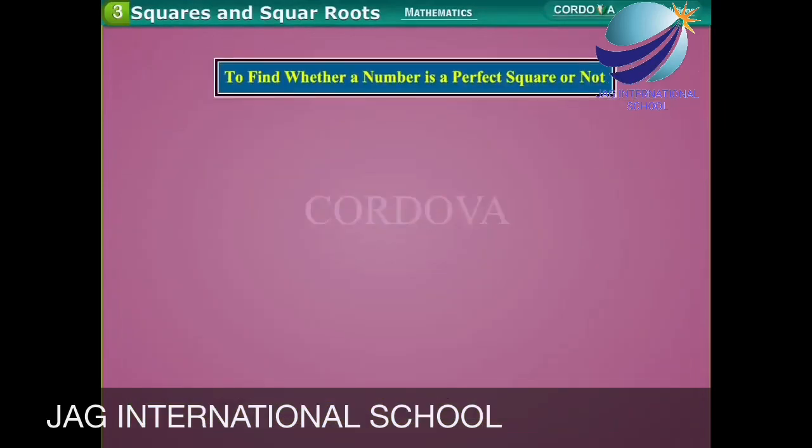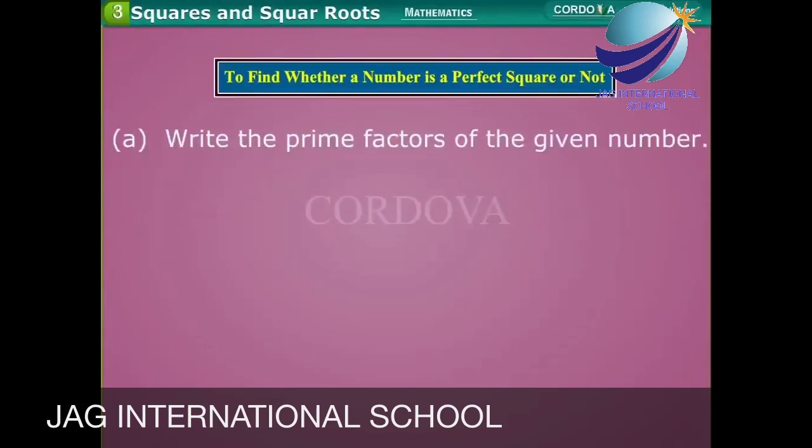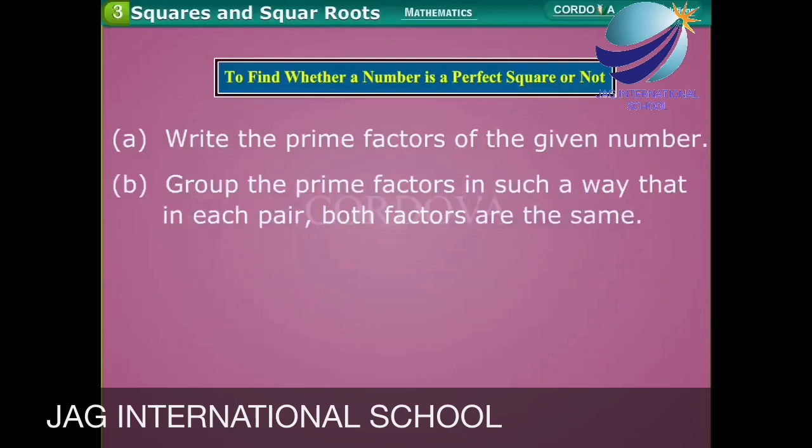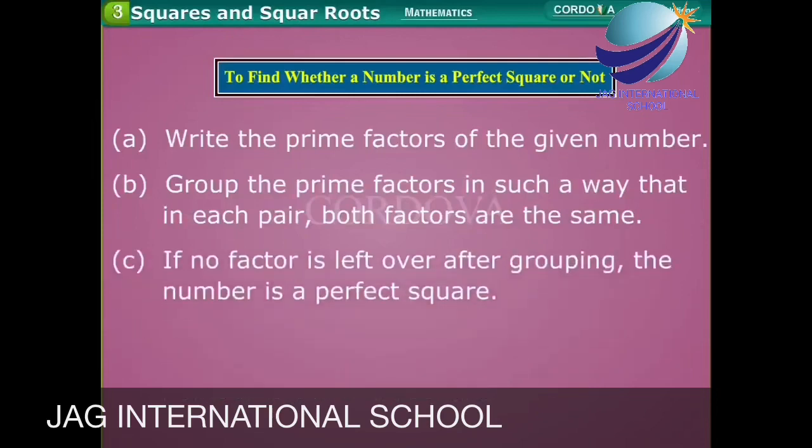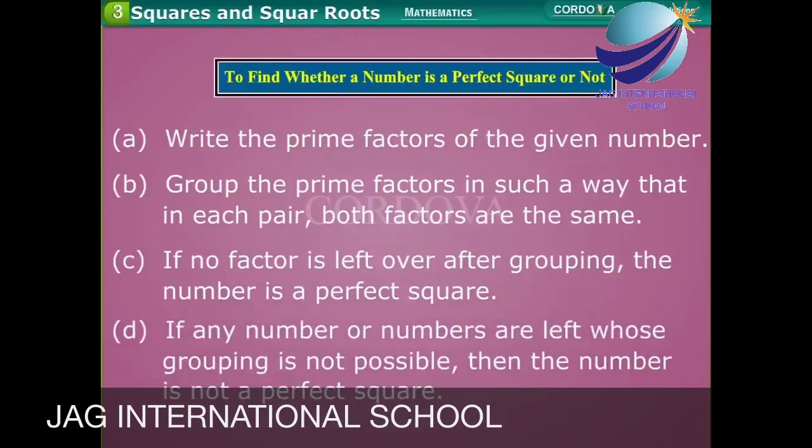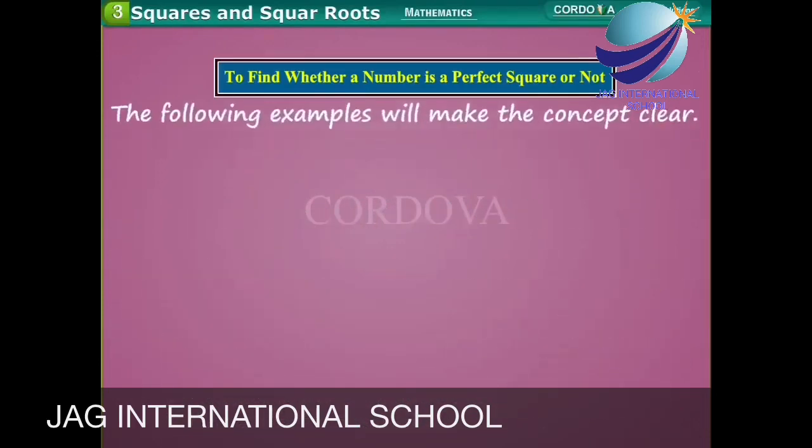To find whether a number is a perfect square or not, write the prime factors of the given number. Group the prime factors in such a way that, in each pair, both factors are the same. If no factor is left over after grouping, the number is a perfect square. If any number or numbers are left whose grouping is not possible, then the number is not a perfect square. The following examples will make the concept clear.